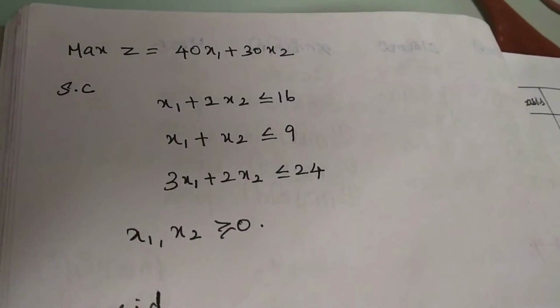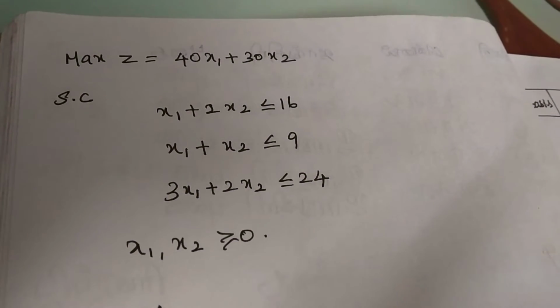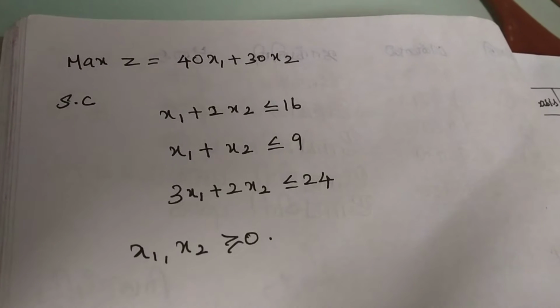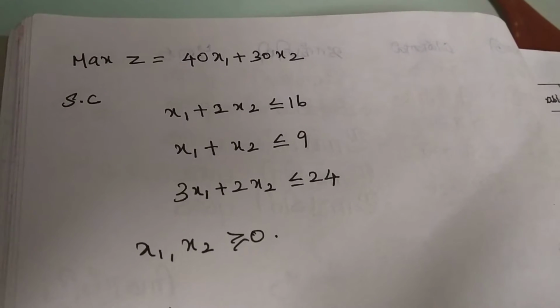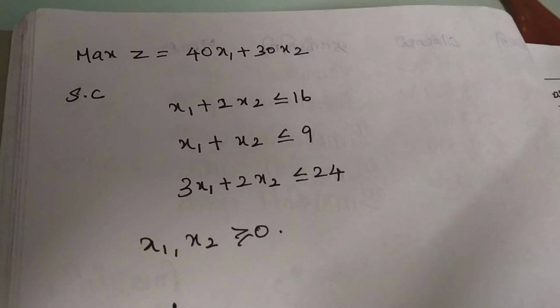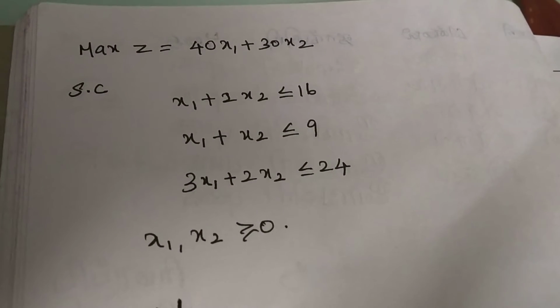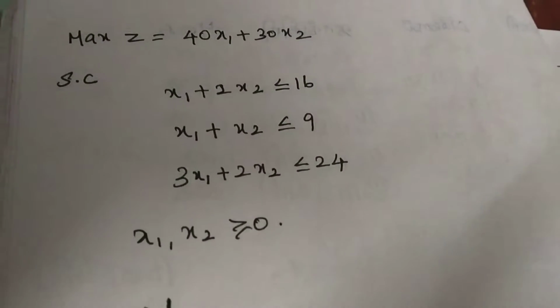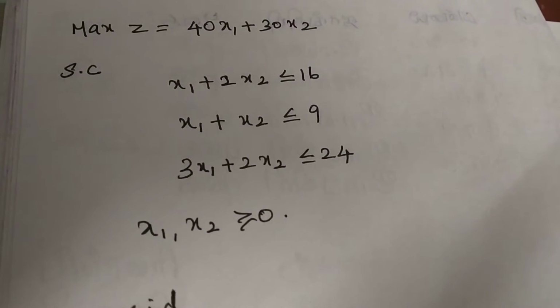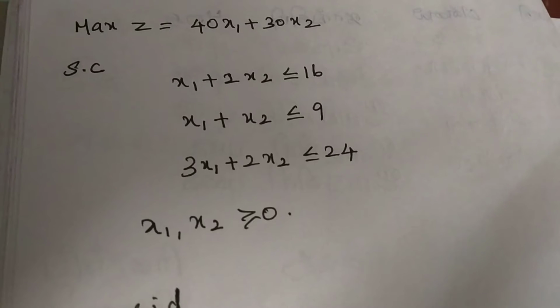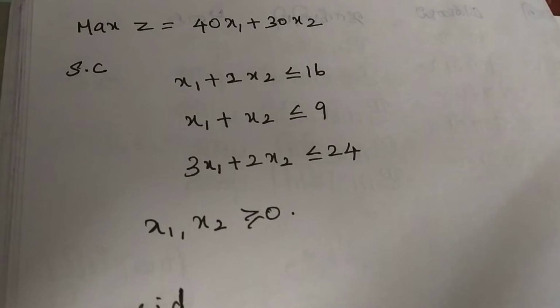Here is the problem. Maximize z is equal to 40x1 plus 30x2 subject to the constraints x1 plus 2x2 less than or equal to 16, x1 plus x2 less than or equal to 9 and 3x1 plus 2x2 less than or equal to 24. Here x1, x2 greater than or equal to 0, that is non-negativity in the variable x1, x2 greater than or equal to 0.